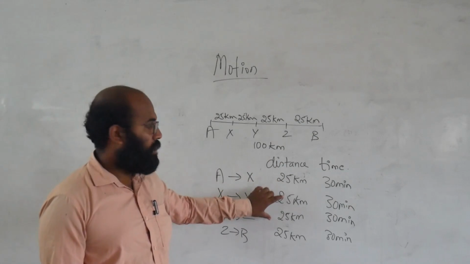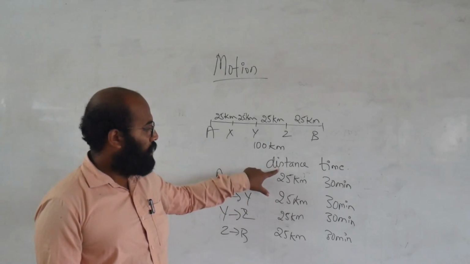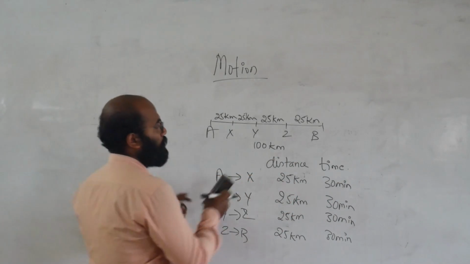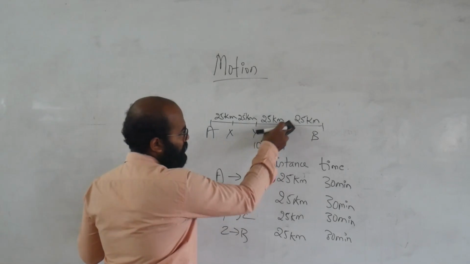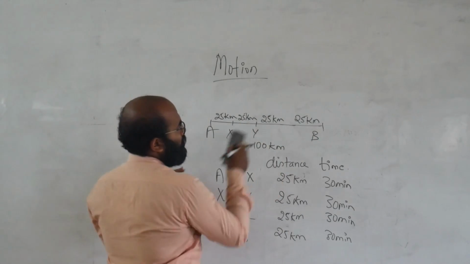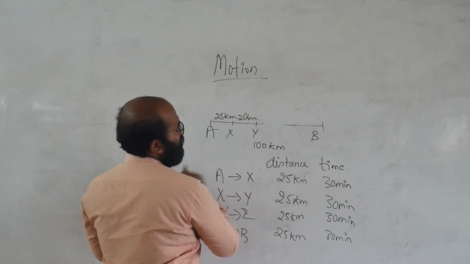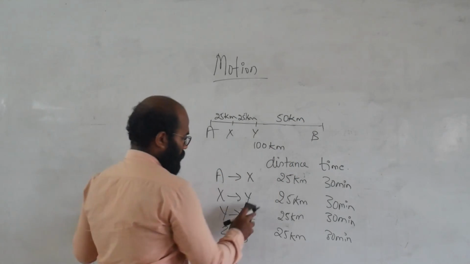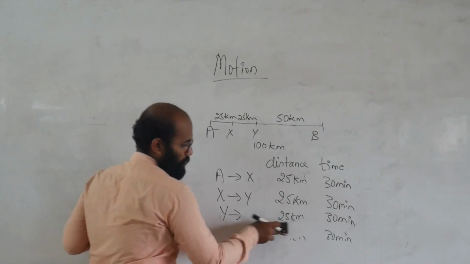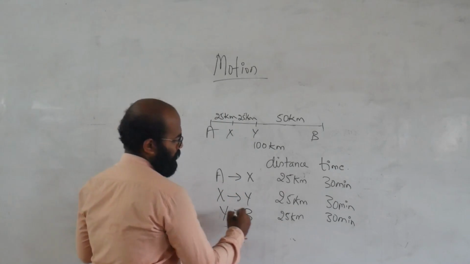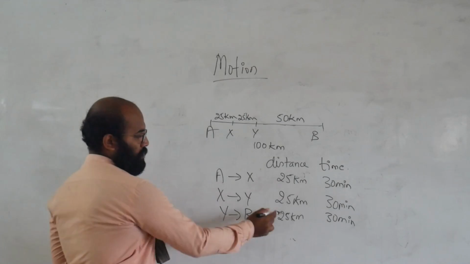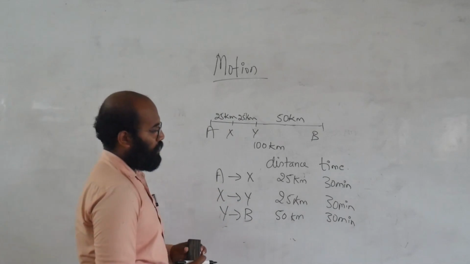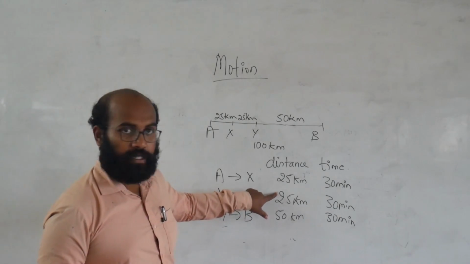This need not be the same. It does not mean that all the distance and time should be the same. Not necessary. Suppose if I skip this Z, then this distance will be, instead of 25, it will be 50 kilometers. So instead of traveling from Y to Z, I take Y to B. This is at a distance of 50 kilometers.